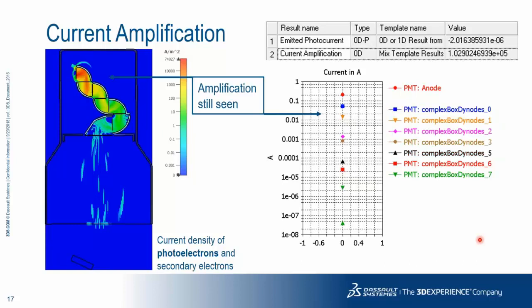Of course, in both cases, we still see the amplification in the 1D and 2D results, but here we can see a different current density according to the different emission, due to the photo emission, which is a bit more complex. And I think this is now time for the next poll.